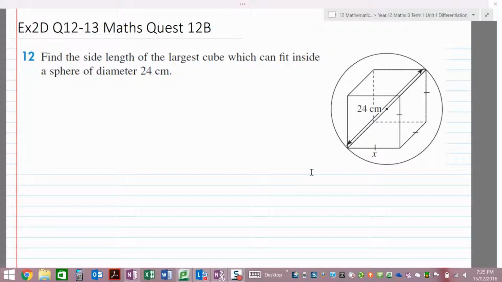Two more problems, starting Ex2D question 12. This one's a pretty weird problem. Let's have a look. So, find the side length of the largest cube. Okay, so when we say the largest cube, this really means the cube with the largest volume.